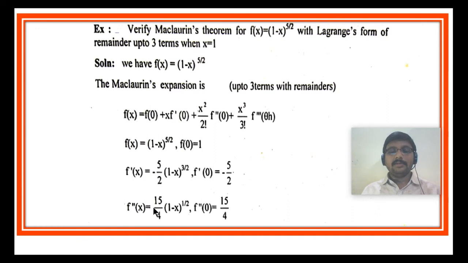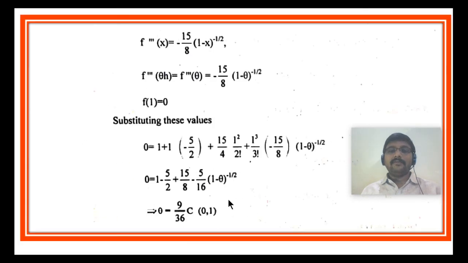differentiating we will get f double dash of x, again differentiating we will get f triple dash of x, and the functional values at the point 0: f of 0 is 1, f dash of 0 is negative 5 by 2, f double dash of 0 is 15 by 4. And f triple dash of theta h is negative 15 by 8 into (1 minus theta) whole power minus 1 by 2.